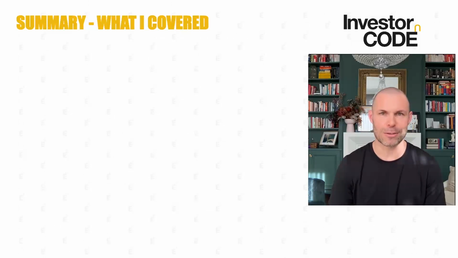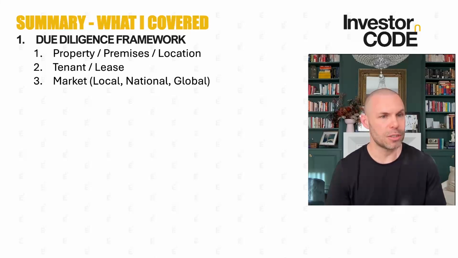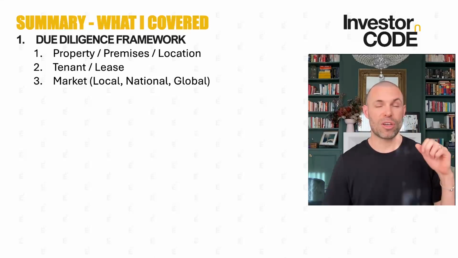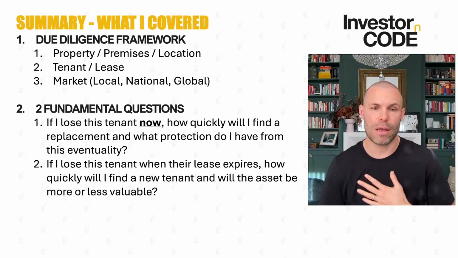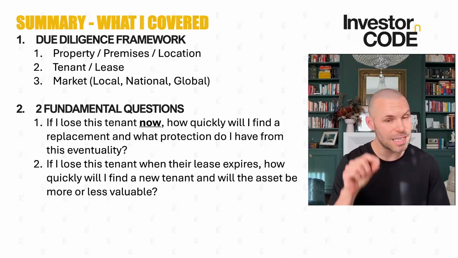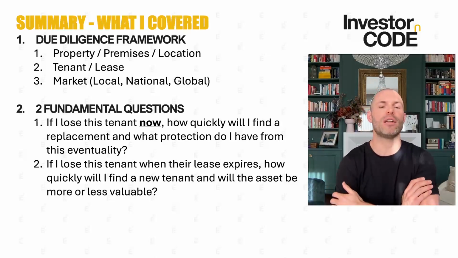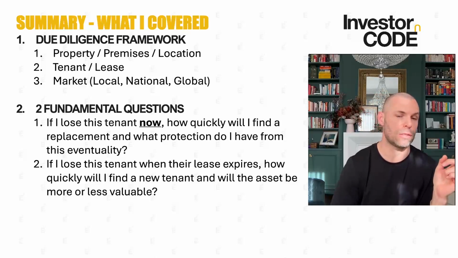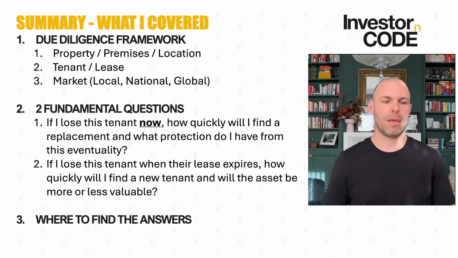Okay, I've been talking a lot, so I'll just summarize here what I covered, all right? The due diligence framework, guys. It's the property, premises, and location. It's the tenant and the lease, and it's the market, local, national, and global. Now you can cover 90% of that with 2 fundamental questions. If I lose this tenant now, how quickly will I find a replacement, and what protection do I have from this eventuality? And if I lose this tenant when their lease expires, or you could say, if the premises is vacant, how quickly will I find a new tenant, and will the asset be more or less valuable? And those 10 questions I had on the slide prior, they're going to give you the answers to these 2 questions, which is fantastic.